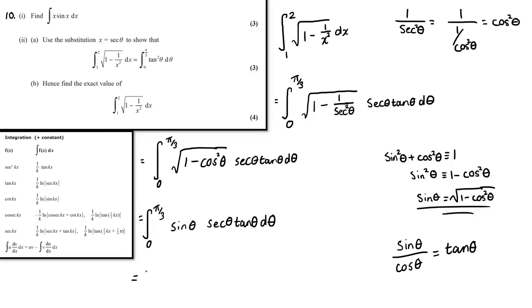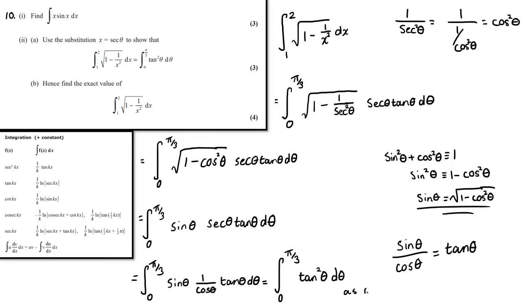So in that case then we can simply write this as tan squared theta using this here, because this is 1 over cos theta. So I'll write it in full just so we can see where this is coming from. So that's sine theta, 1 over cos theta, tan theta d theta, and that's equal to what we want to show here. So from 0 to pi over 3, that's sine theta over cos theta giving us tan theta here. So I get tan squared theta d theta as required. Okay.